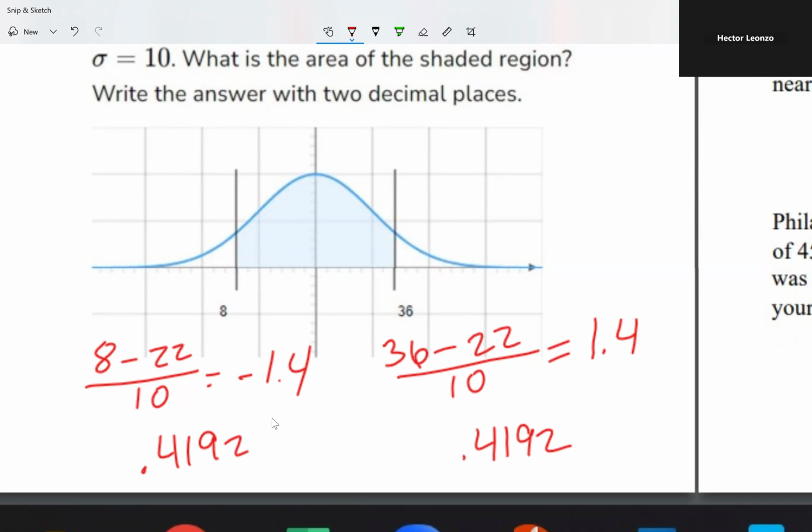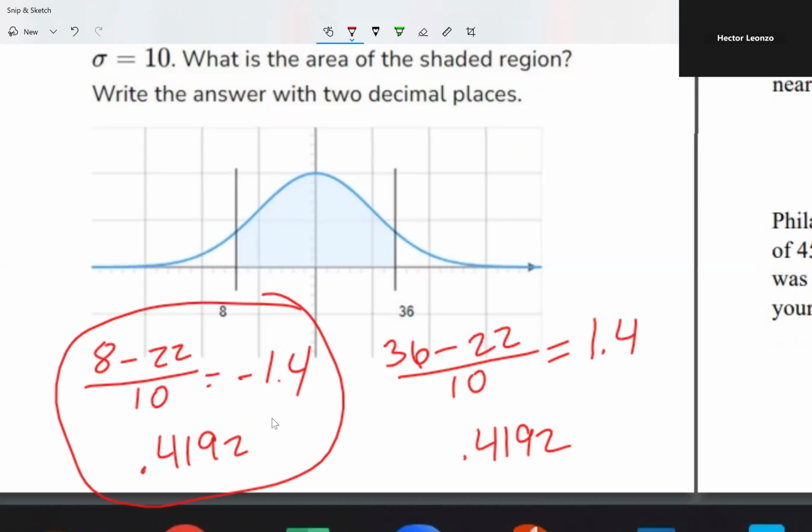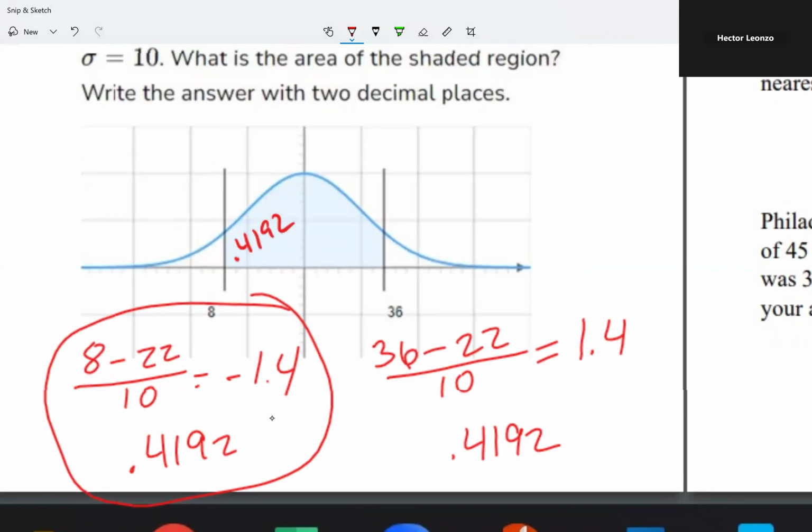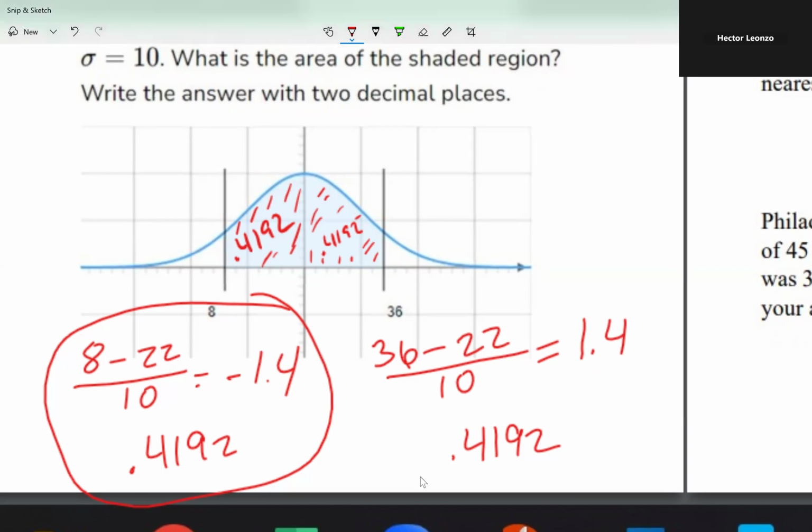Okay, so what is this on the left? I'm looking at the first one right here. It is from this line to the center, right? So my probability, 0.4192, is this area. Now from the other one, 0.4192 is this area. So shouldn't I just add them both? All right, for me to find the blue area, I'm just going to add 0.4192 and 0.4192. And this area is 0.8384. That's what my calculator gave me, 0.8384.